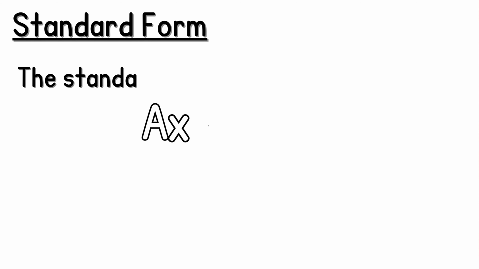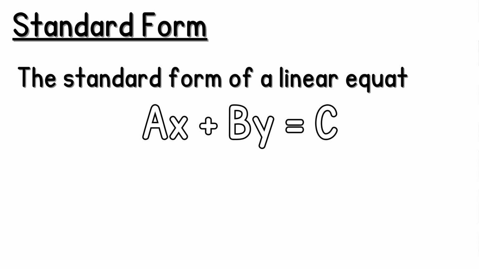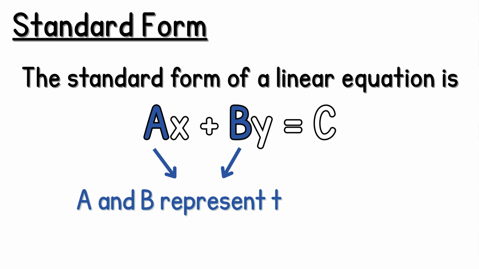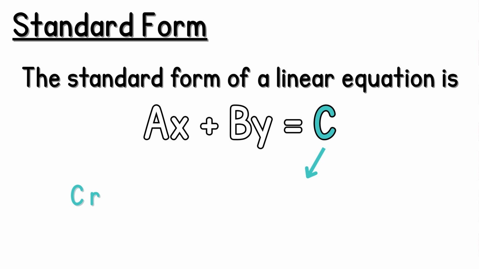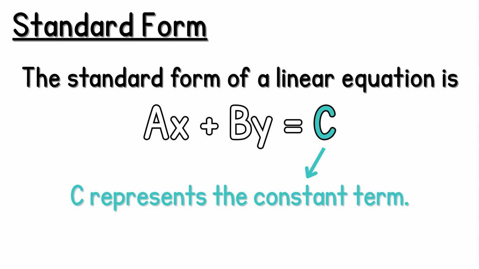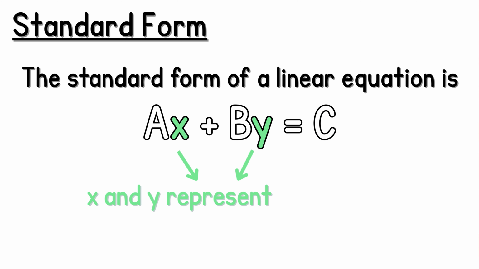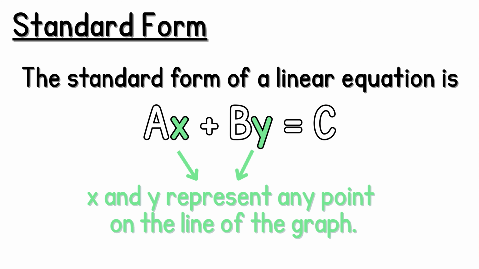So let's start by looking at standard form. The standard form of a linear equation is ax plus by equals c, where a and b represent the coefficients of x and y, c represents the constant term, and x and y represent any point on the line of the graph. So let's look at an example in standard form.